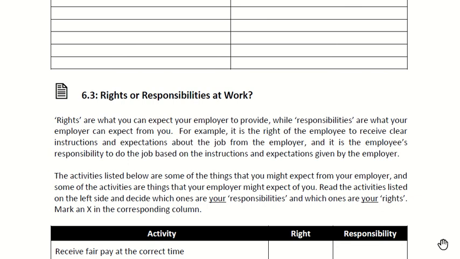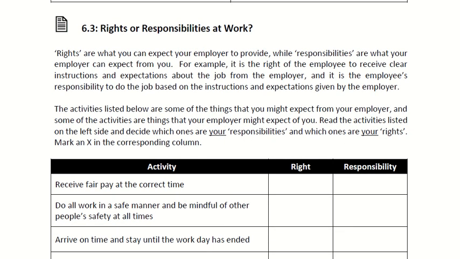The activities listed below are some of the things that you might expect from your employer. And some activities are things that your employer may expect of you. Read the activities listed on the left side and decide which ones are your responsibility and which ones are your rights. Mark an X in the corresponding column.